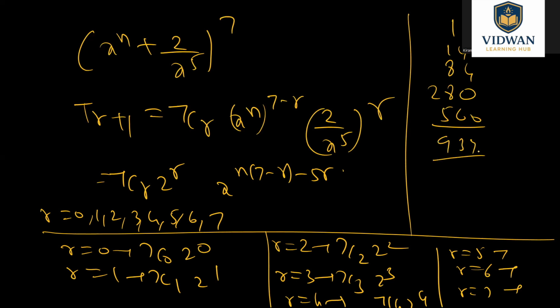So that means you will add only till there. That is, this is for T0, the first term, second term, third term, fourth term, and fifth term. So this sum is 939. That means you have to choose these terms. At the same time, they also said the power must be positive integer. So what does that mean? n(7 - r) - 5r is greater than or equal to 0. And based on this, you have to find out the value of n and add up.